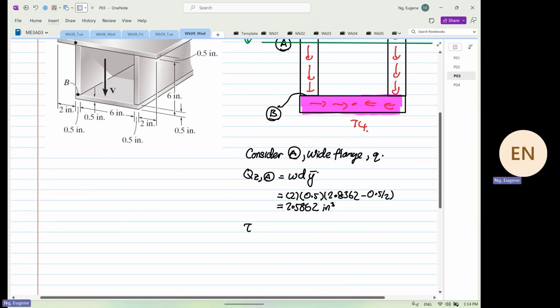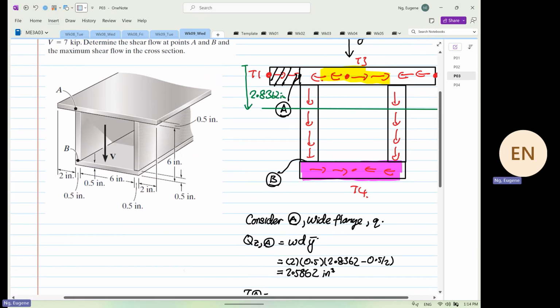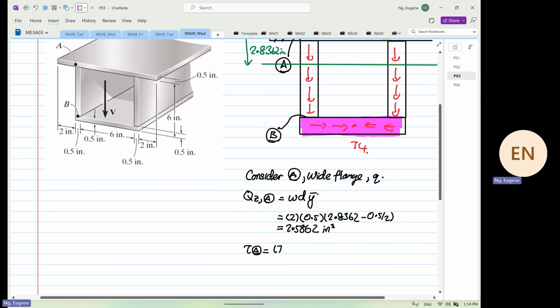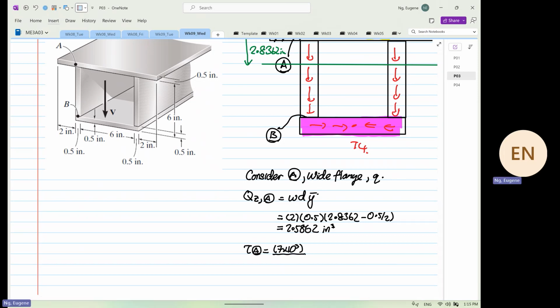So the shear stress at point A is equal to V. V is equal to 7 times 10 to the power 3. I is also given. I'm not going to spend time looking for I.